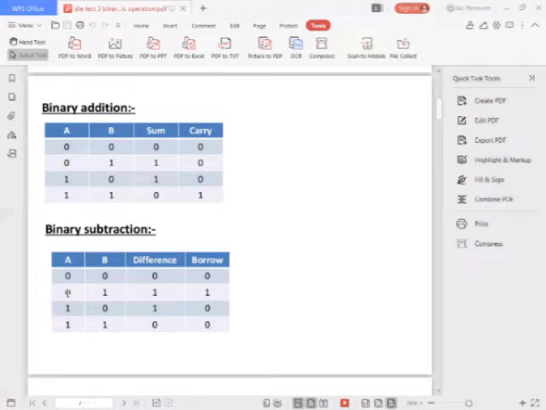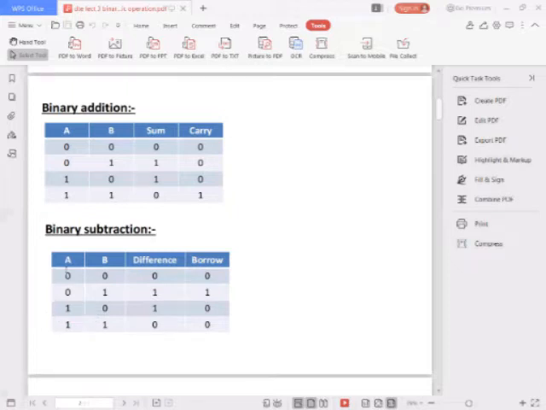In case number 2, A is equal to 0 and B is equal to 1, that is 0 minus 1. In this case, we take one borrow. If we take one borrow, 1 0 is the binary number and the decimal number of 1 0 is 2. That is, 2 minus 1 is equal to 1. That is, difference is 1 and borrow is also 1.